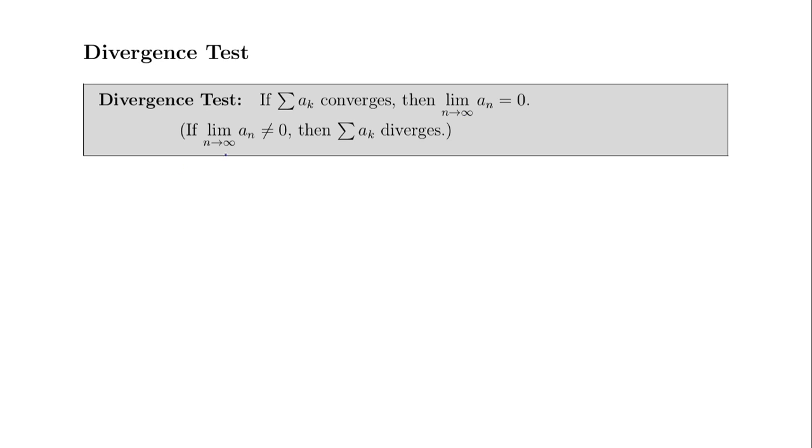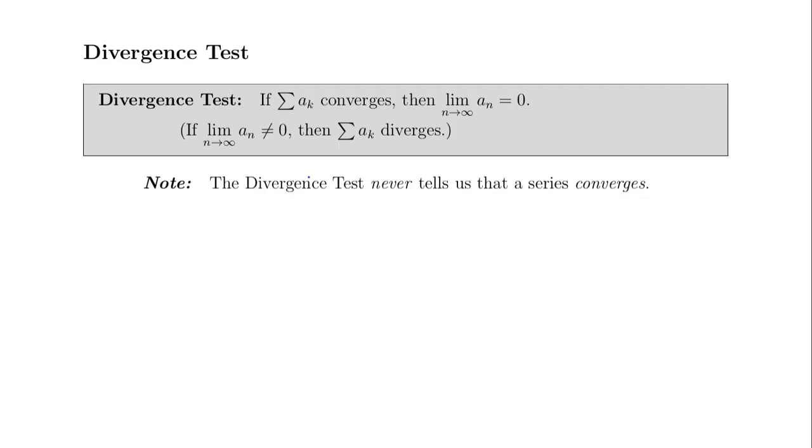Another way of saying this is that if the terms don't go to zero, if the limit of a sub n does not equal zero, then the related series has to diverge. So the only hope that we have of this series converging is if the terms themselves go to zero. This equivalent statement here is called the contrapositive. You'll learn about that when you take a math logic class or a discrete math class or something that has some proof material in it. Basically, it just means if you flip the implication and you change the negation on things, you get an equivalent statement. So if this converges, then the terms go to zero. If the terms don't go to zero, then the series doesn't converge.